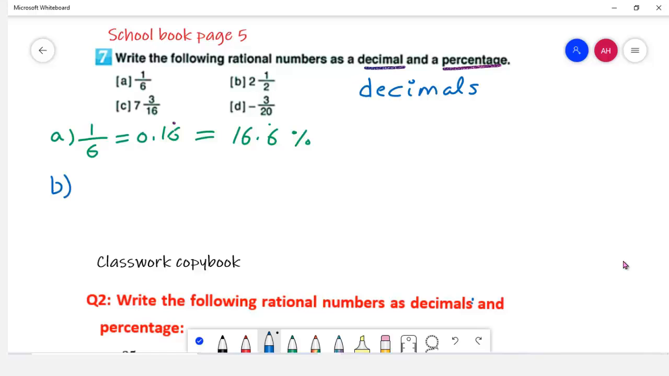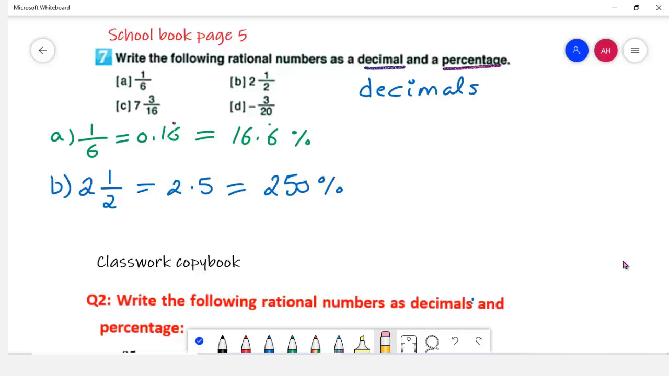In number B, I have a mixed number, 2 1/2. It's so easy to find the decimal number without even using the calculator. It's equal to 2.5. To change it to a percentage, I'm going to multiply by 100, so it's equal to 250%.